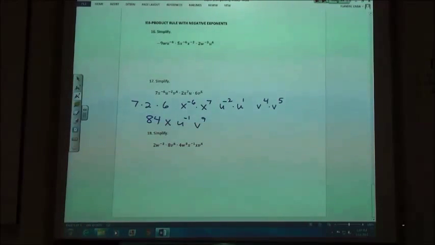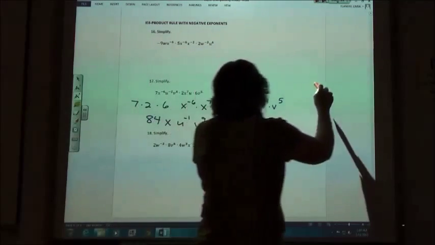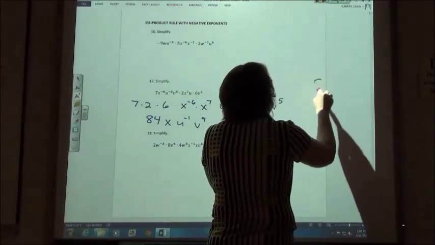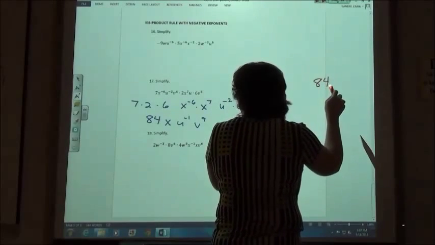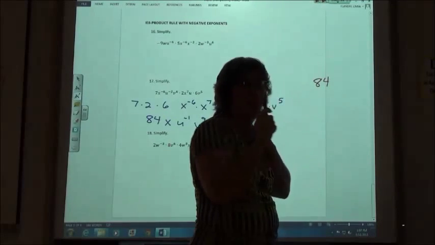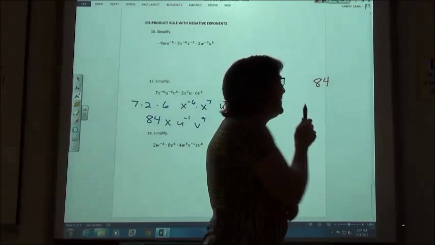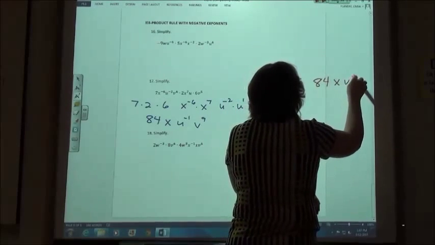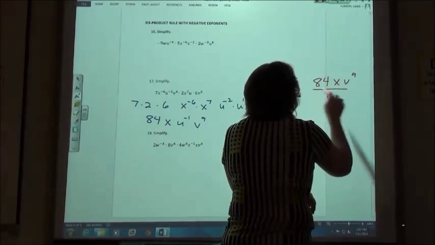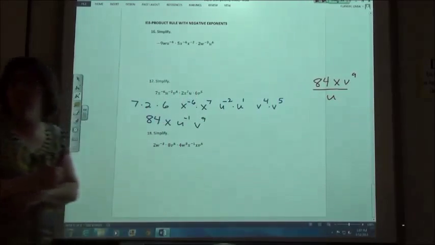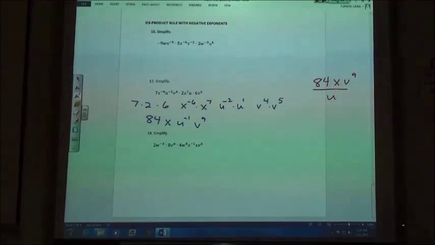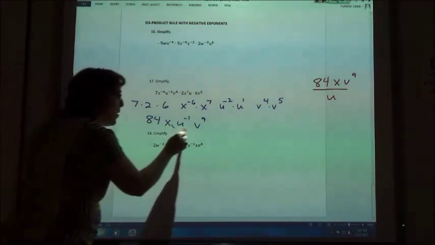Now I want to write my answer with only positive exponents, so I need to get rid of that u to the negative 1. How should I write my answer? 84x v to the 9th over u to the 1? Or just u, because u to the first is just u. Why didn't I move the x and the v to the 9th? Because they're not negative. The only one I moved was the one with the negative exponent.